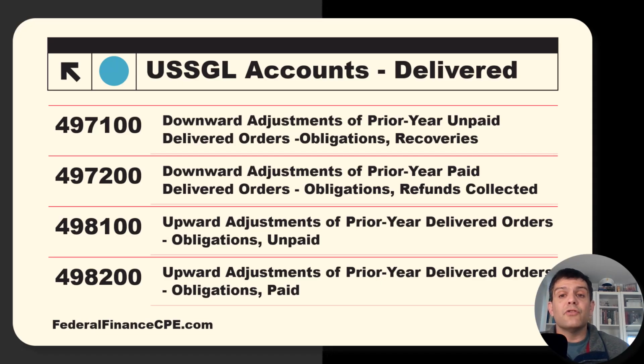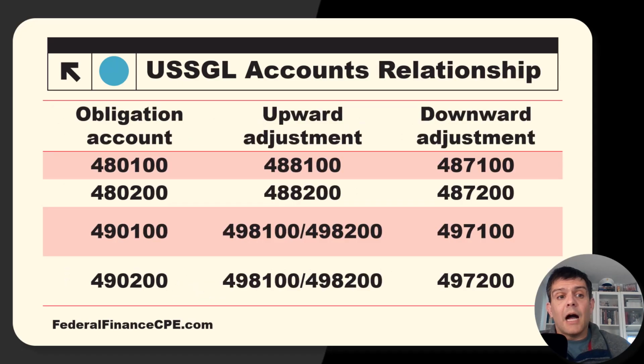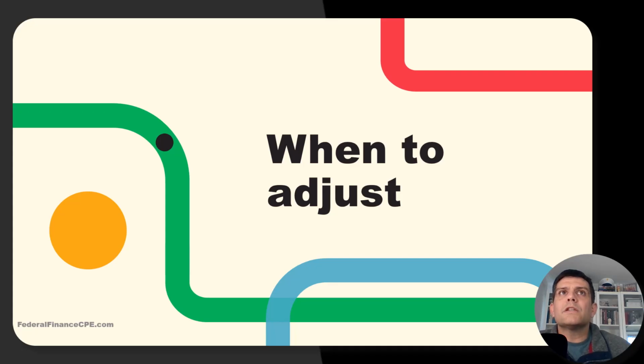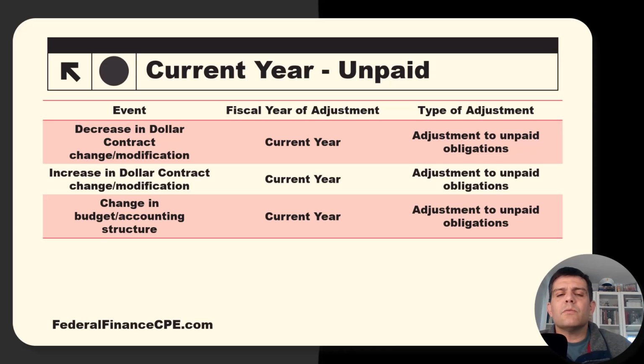All right. So you'll notice for all those four obligation accounts of 4801, 4802, 4901, 4902, we have an account for our upward or downward adjustment. You'll notice with your delivered orders, it's going to kind of depend on circumstances. So now we're going to talk about when to adjust. When do you need to adjust the accounts? Well, we mentioned earlier it's going to depend on the circumstance.